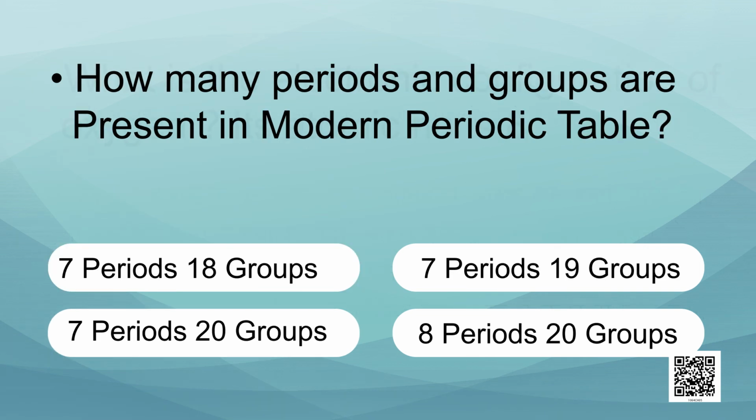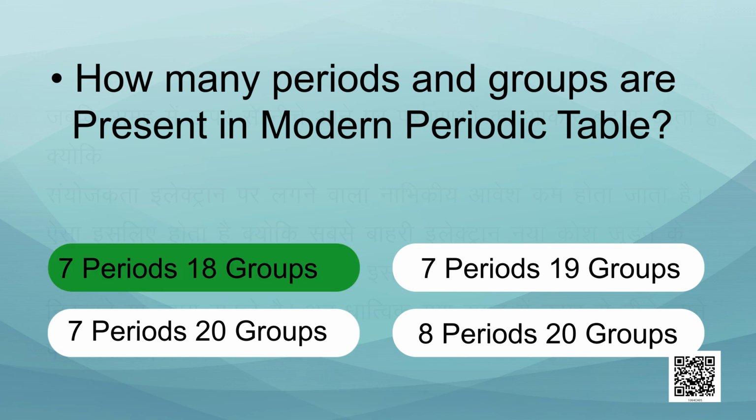How many periods and groups are present in the modern periodic table? And your options are 7 periods 18 groups, 7 periods 19 groups, 7 periods 20 groups or 8 periods and 20 groups. Yes, the correct answer is 7 periods and 18 groups.